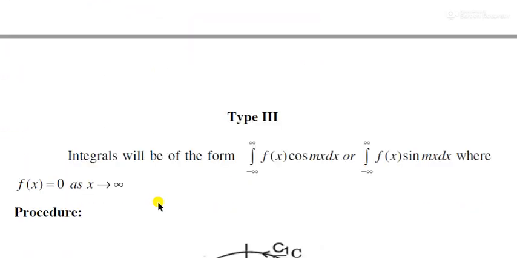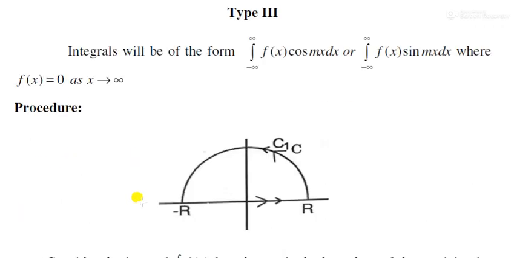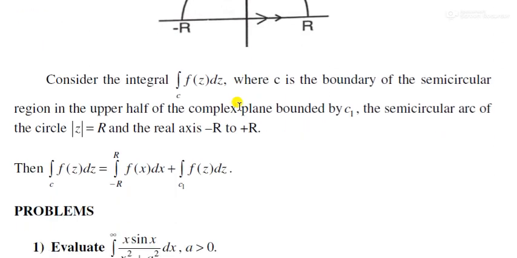Now, we will go to type 3. Type 3 will be of the form integral from minus infinity to infinity of f of x cos mx dx or integral from minus infinity to infinity of f of x sin mx dx. Again by the same concept, and you have to remember this like a formula.